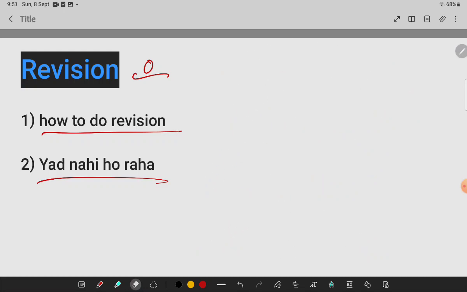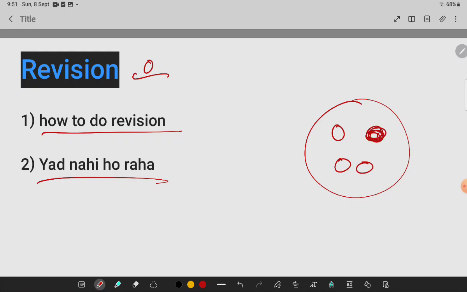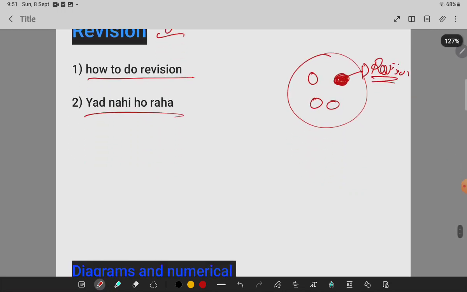So from this you will come to know that, for example, there are 4 topics, but in only one topic you have most of the doubts. So you have to revise the second topic twice and thrice. So this is known as revision.